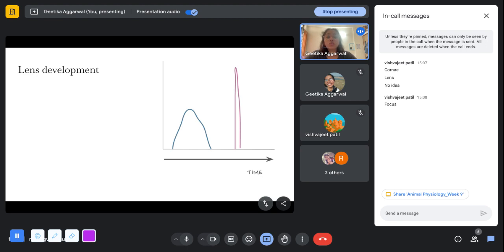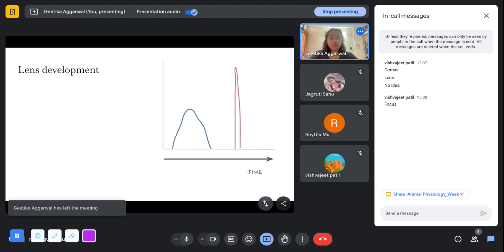So can you guys guess what these two different types of protein molecules are, which are expressed in a large amount during the lens development? If you would have seen this week's lecture, you would know what these different types of proteins are that get expressed during lens development. So are you guys aware of this? Anybody would like to take a guess? No?